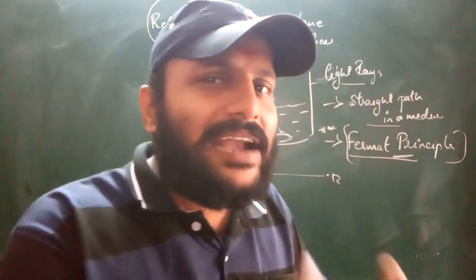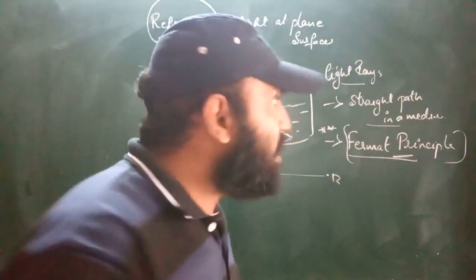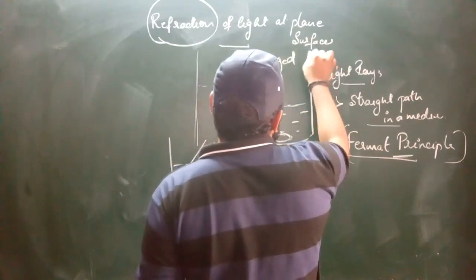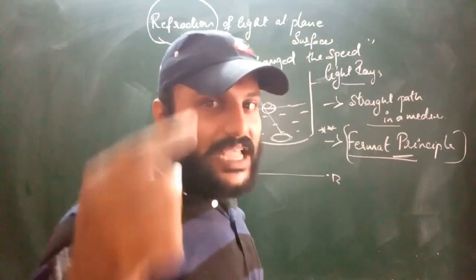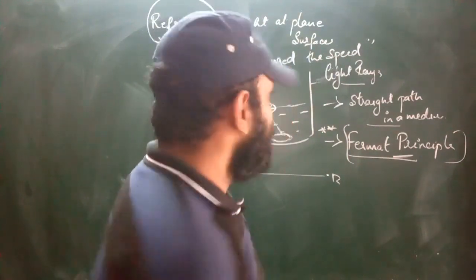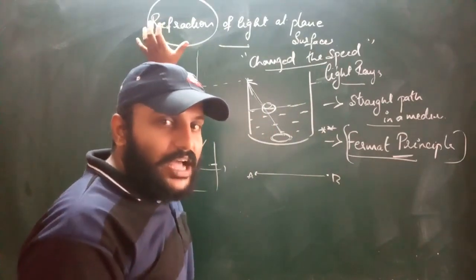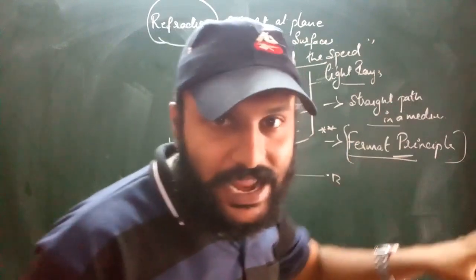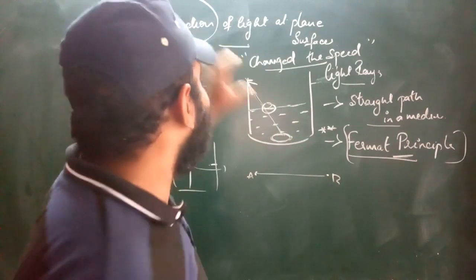How can light rays change the direction? In what way can the light rays change the direction? If the light ray has changed the speed. If the light rays is able to change the speed, then only light rays can change the direction. Understood? So here, how can we define refraction? Refraction is nothing but the process of changing speed of light ray which results in the change in the direction of the light ray is called refraction.